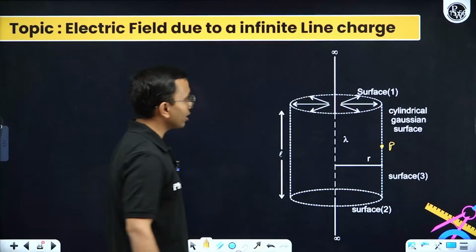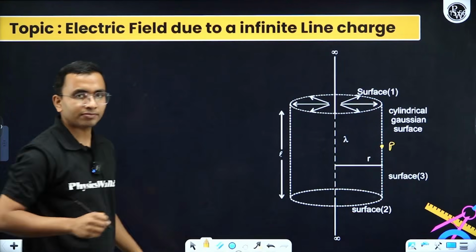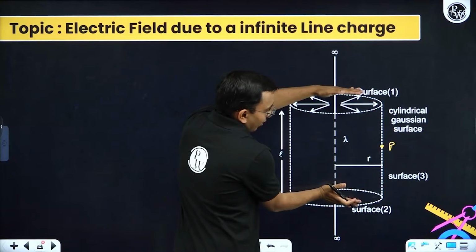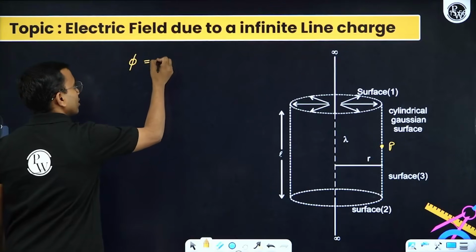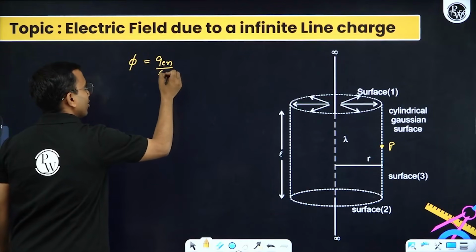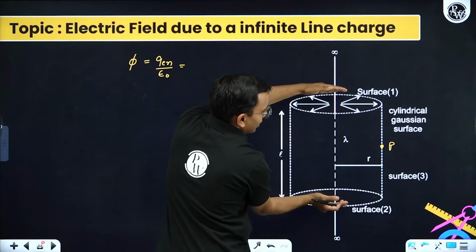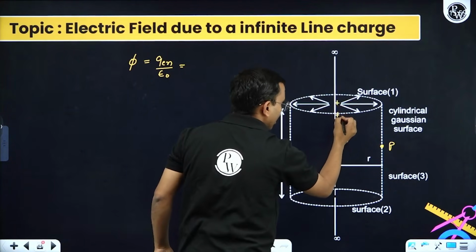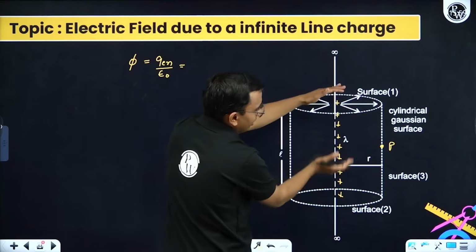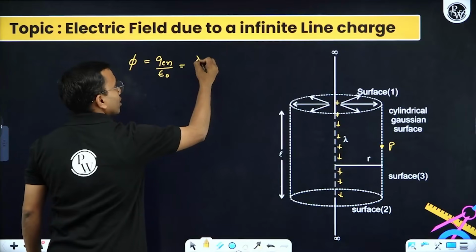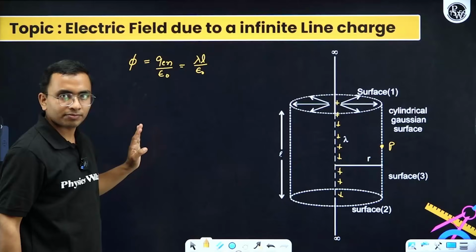So what will I do? I am drawing a Gaussian surface. This cylindrical surface I am taking as my Gaussian surface. Now for this cylindrical Gaussian surface, if I write flux as Q enclosed by epsilon naught, what will be Q enclosed? You will say, sir, this much length of the uniformly charged wire is coming inside. This wire is having charge, so the charge will be the length that is coming inside into the charge per unit length, divided by epsilon naught. So this becomes my flux.